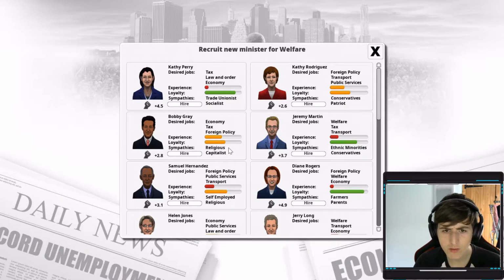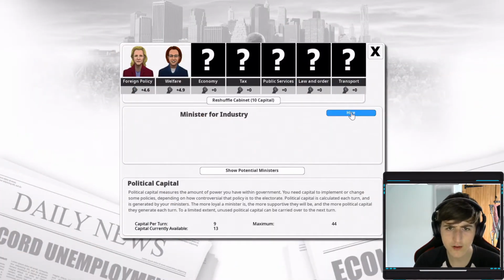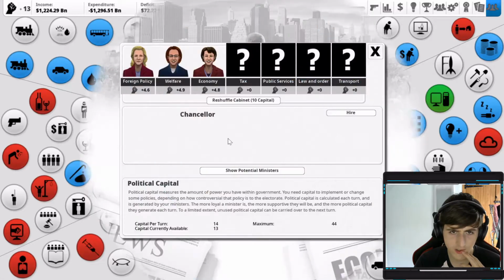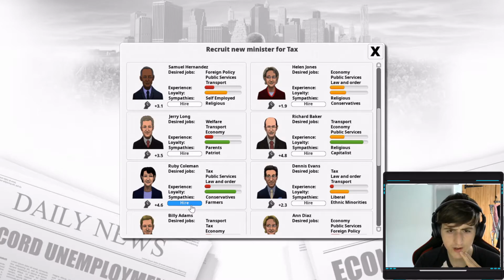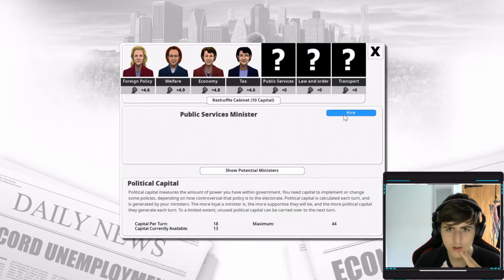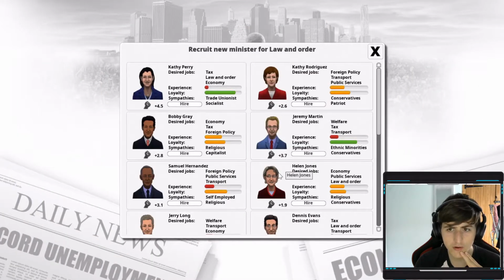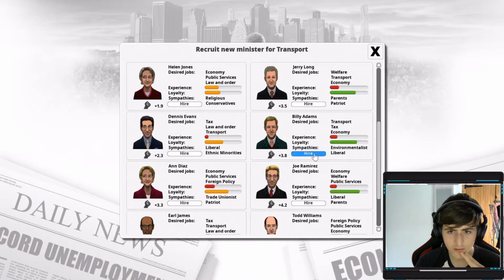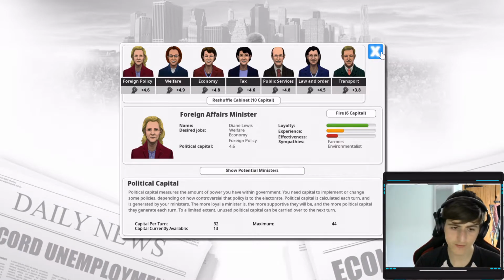So, does anybody want welfare who's any good? You do. Farmers and parents. Perfect. So, who wants the economy? Liberal and capitalist wants the economy job. Perfect. Anyone want the tax job? Conservatives, farmers. Definitely you. Public services. You'll do. Law and order. Do you. And transport. Very tempted to say you. So that'll give us 32 capital per turn, with a maximum of 44.